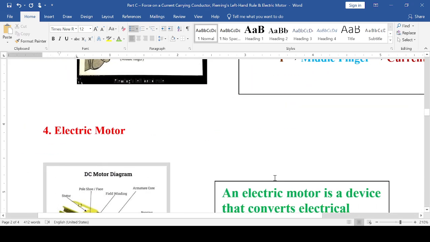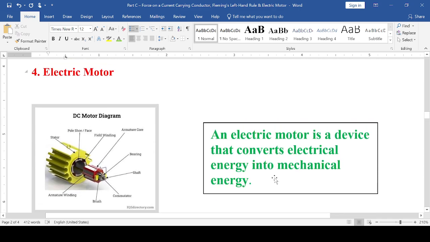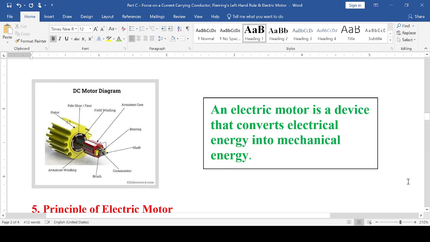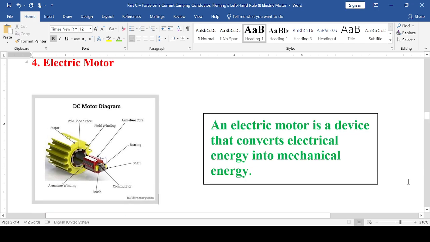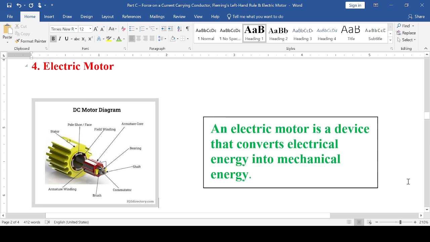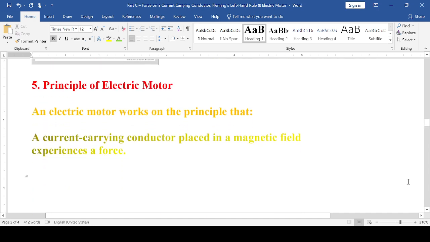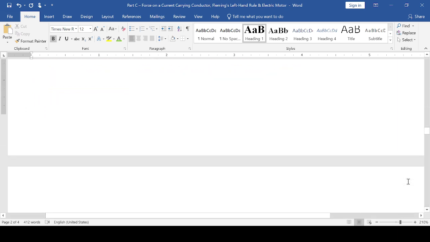And next comes your electric motor. What is an electric motor? An electric motor is a device that converts electrical energy into mechanical energy. What is the principle of an electric motor? A current carrying conductor placed in a magnetic field will experience a force. This is the principle of the electric motor.